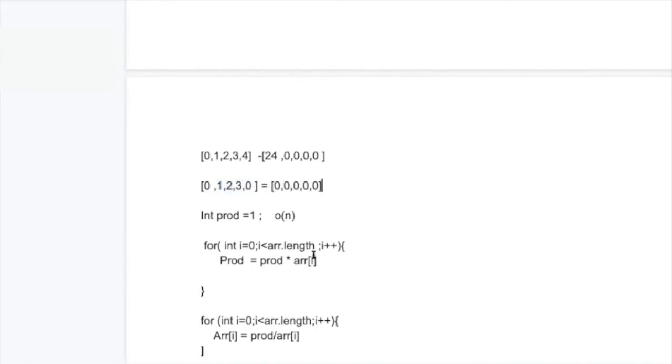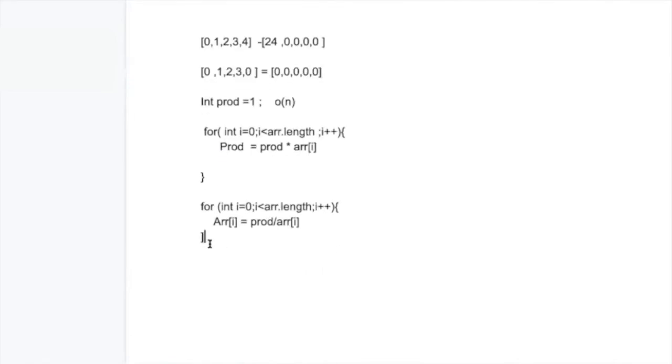So basically now we need to track the number of zeros. If the number of 0s is 1, what we need to do is replace that element which is 0 with the product of all the remaining elements, and all the other elements in the array will be 0. If there are two zeros, it means that everything will be 0 itself. So this is what we need to track.